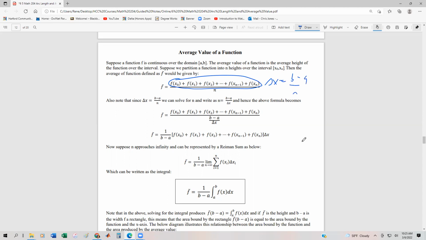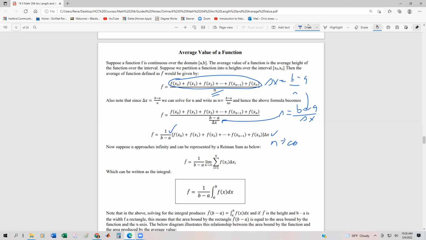And so if we multiplied both sides by n and divided both sides by delta x, we can solve for n as (b minus a) divided by delta x. And that's exactly what we do right here, we substitute for n. If we multiply by the reciprocal and clean this up, the delta x becomes a coefficient, as does 1 over (b minus a). Now, what we'd like to do is take the number of partitions as the number goes toward infinity, and so, of course, that's going to yield our Riemann sum.